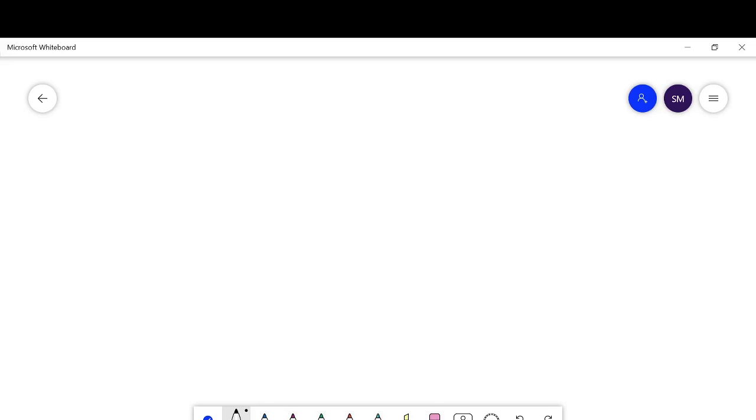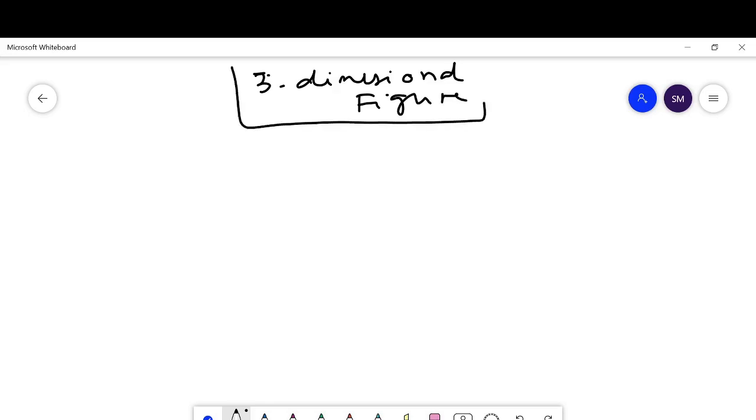So dear students, today we continue with the three-dimensional figure. What is a solid? Just recall three-dimensional figure. A solid is an object having a fixed shape, volume and occupied space. A solid is a three-dimensional figure.